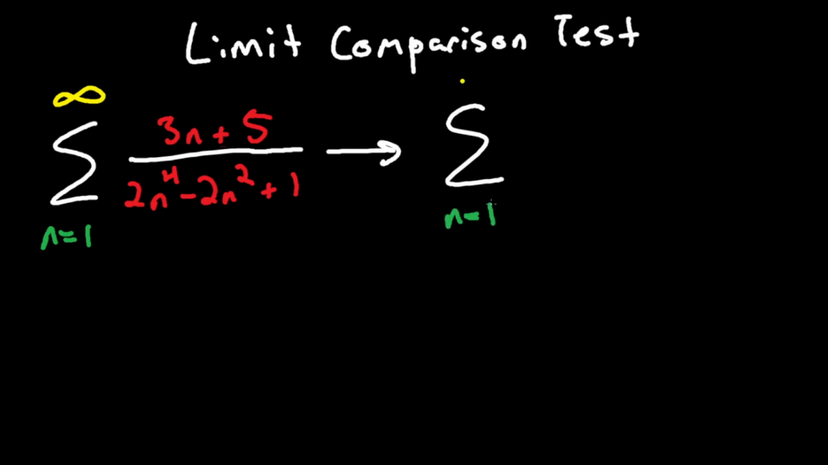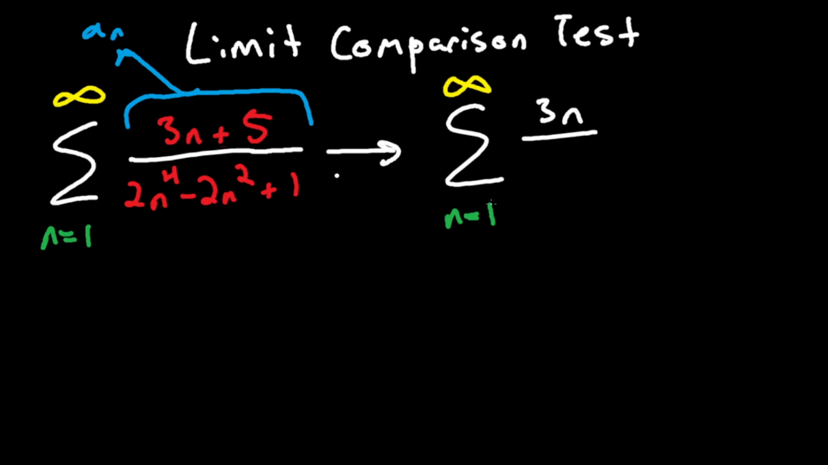series. So in this case, this guy right here is a of n, and we need to find b of n. So what is b of n? Well, b of n is another series where you just simply take out all of the exponents that aren't the largest exponents, or the largest powers, in the numerator and denominator. So in this case, we have 3 times n over 2n to the 4th.